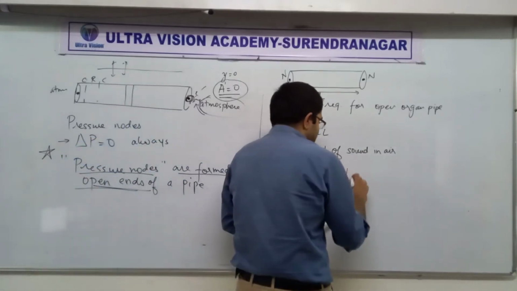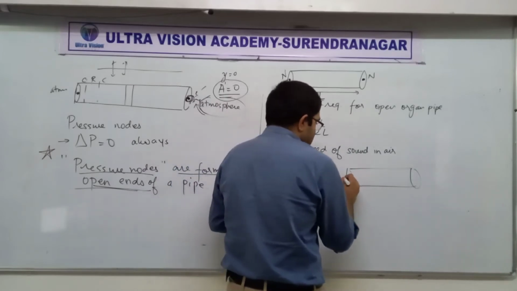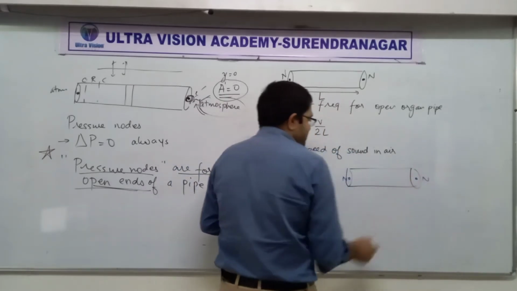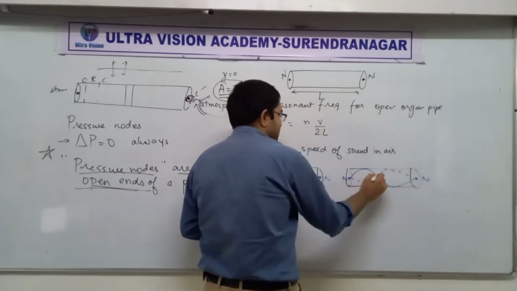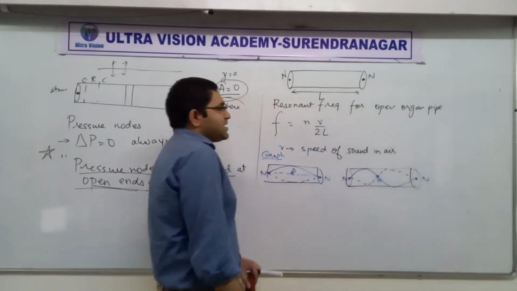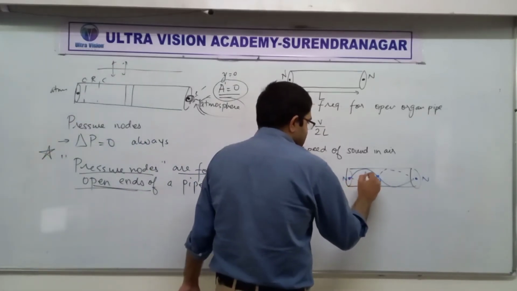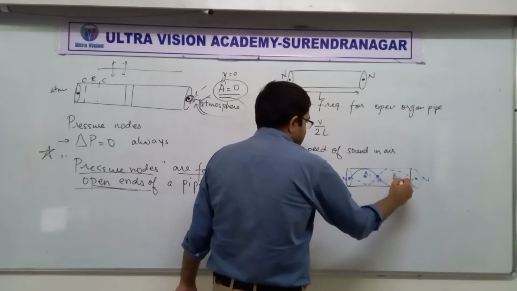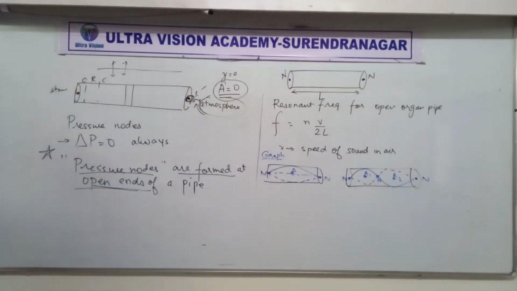What would be the second case? Have a look. Node here, node here, and one node here. How many antinodes are formed? Two antinodes. Where are they? One is here and one is here. Clear? All the rules that we have studied for string are all valid here. Understood? Hopefully that got the answer to your question.